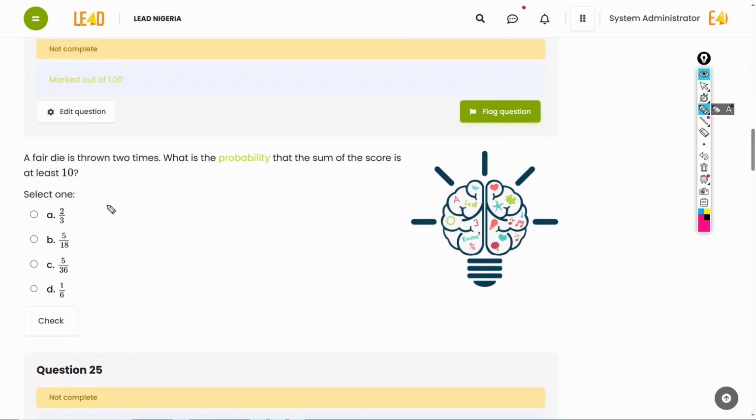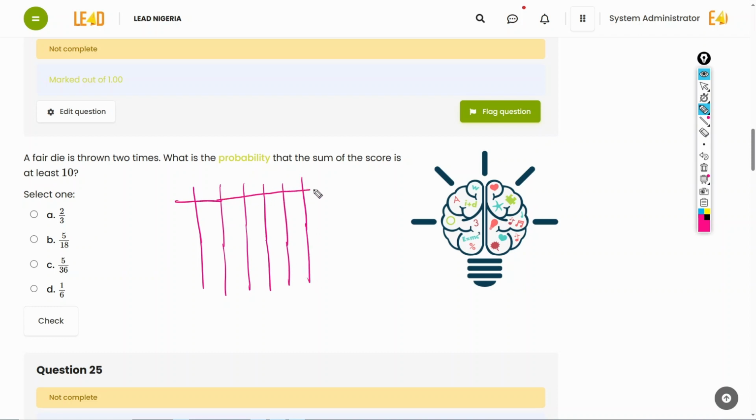If a fair die is thrown 2 times, what's the probability that the sum of the score is at least 10? All right, so you have to draw a very large sample space, but I'll try to do it fast. Let's do this quickly. So this is a sample space for throwing 2.